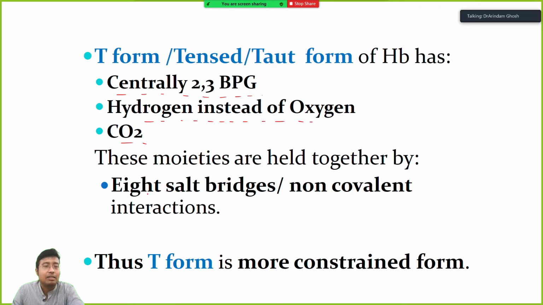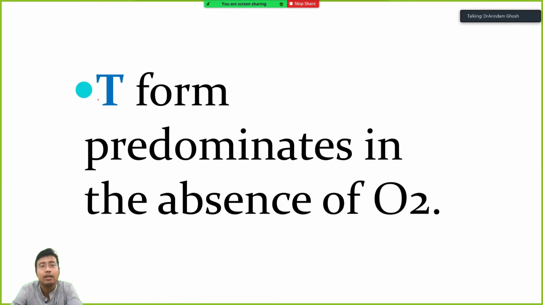And these are stabilized by 8 salt bridges, and basically this is a dome configuration. Okay, so remember, this T form has 2,3-BPG, it carries proton. Okay, deoxyhemoglobin facilitates carrying of proton, that is the Haldane effect. Okay, it has more affinity towards carbon dioxide compared to oxygen, right? Deoxygenated hemoglobin has more dissolved carbon dioxide naturally, and these are stabilized by salt bridges.